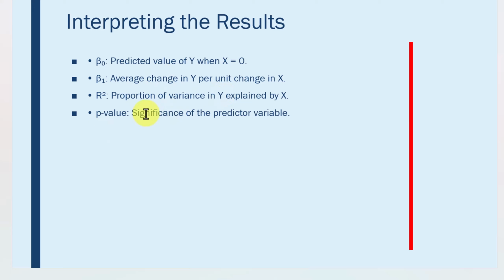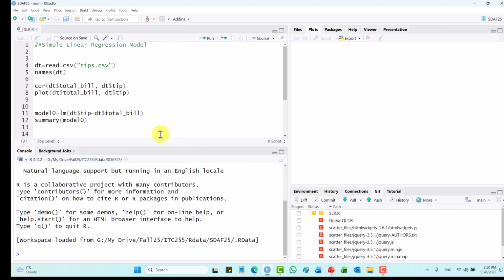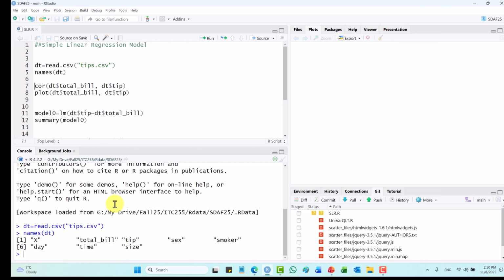The p-value gives us the significance of beta 0 and beta 1. The smaller the p-value, the more significant the coefficient beta 0 or beta 1. Next, let's implement this example in R. As always, we upload our dataset with dt <- read.csv on the tips dataset, and look at the names of the variables that we have. Especially our focus is on the total bill and tip variables. We want to use our tip variable as the dependent variable and our total bill as the independent variable.